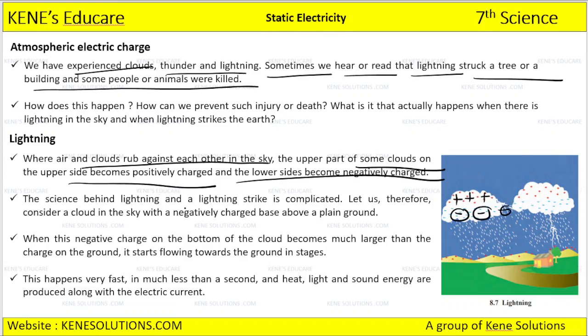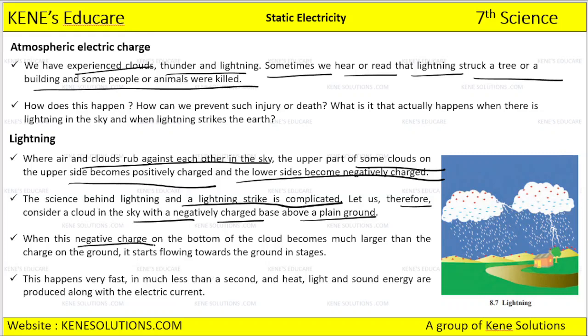And the science behind the lightning and the lightning strike is complicated. Let us consider a cloud in the sky with a negatively charged base above the plain ground. तो यहाँ पे क्लाउड का आधा भाग नेगेटिव चार्ज बन जाता है, ऊपर का भाग पॉजिटिव बन जाता है, and simply because of that the air gets rubbed on these clouds and the lightning happens, spark बन जाता है.